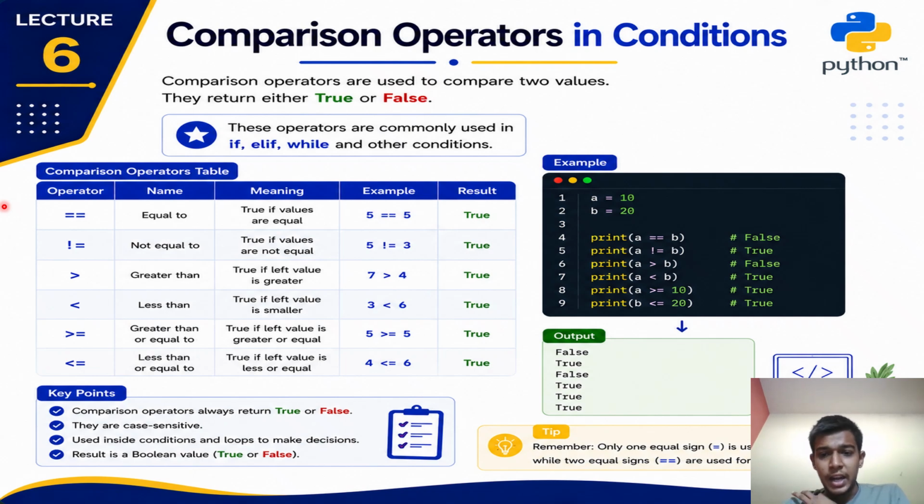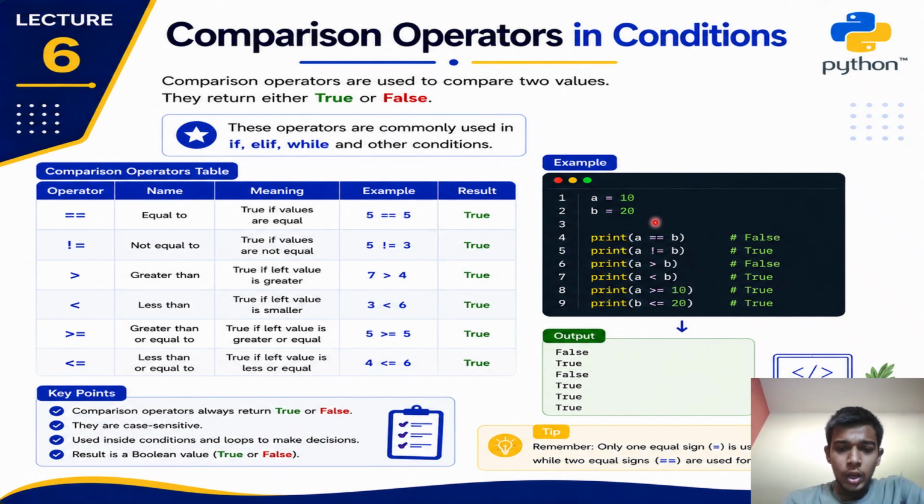Now, let's understand the example. We create two variables A and B. We assign value 10 to A and value 20 to B. Now, is 10 equal to 20? No, so the output is false. Next, 10 not equal to 20? Yes, so the output is true. Similarly, 10 greater than 20? No, the output will be false. And 10 less than 20, so the output will be true. If both values are equal, the answer is true, when A is equal to 10 and B is equal to 10.